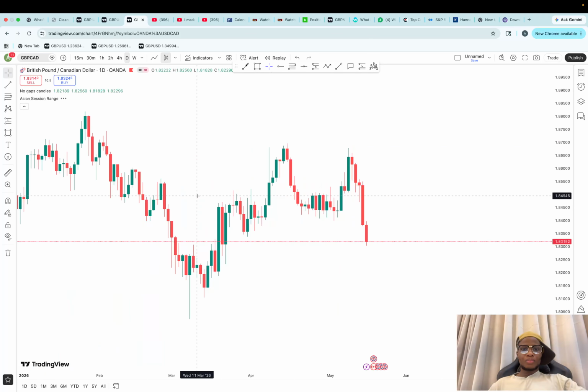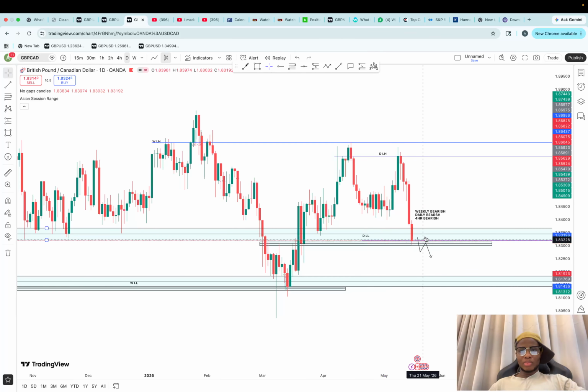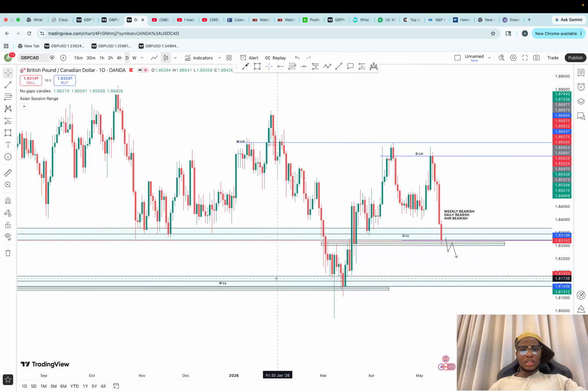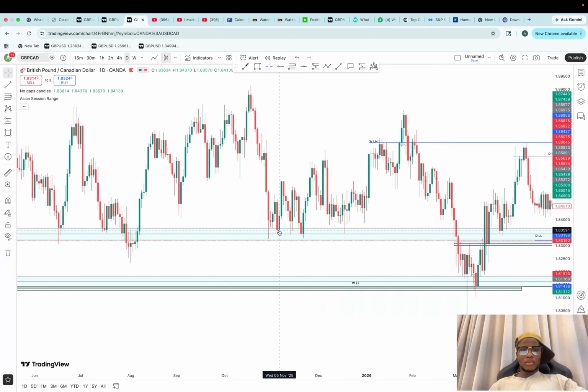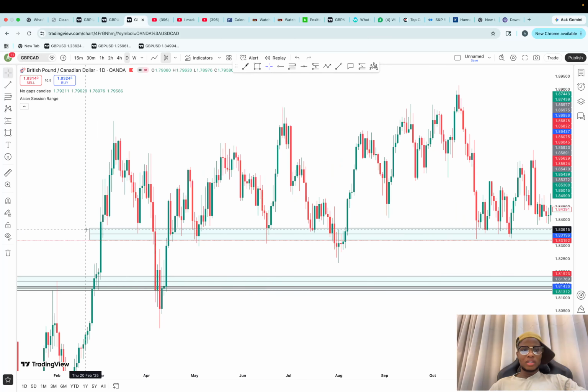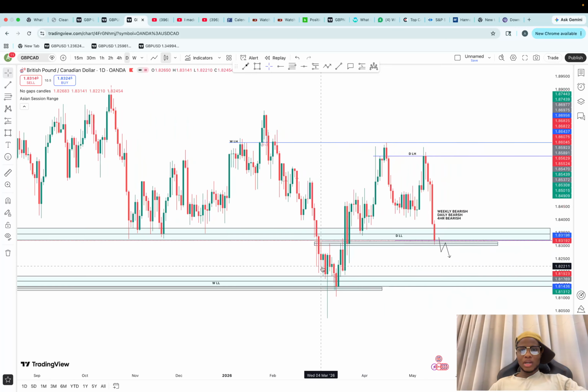On the weekly we are bearish. On the daily we are also bearish. This has been our lower low, this has been our lower high on the daily, and we are at a very clean support and resistance zone. Whenever we are above, it acts as support, and whenever we are below, we use it as resistance.